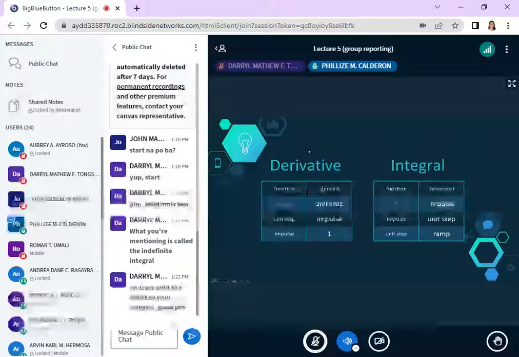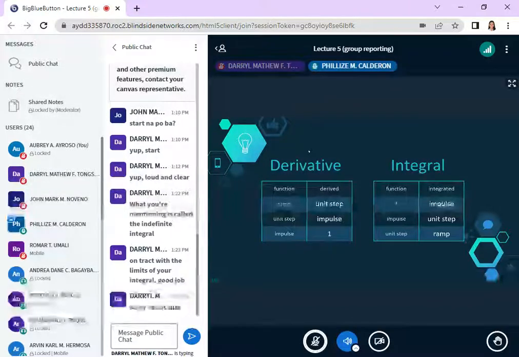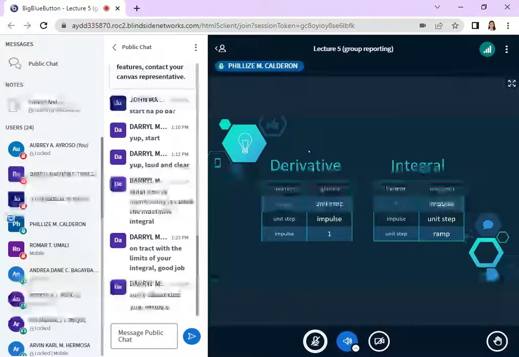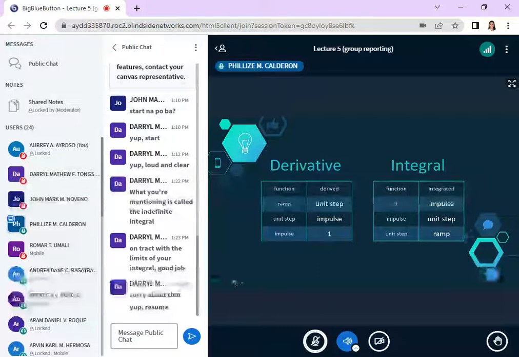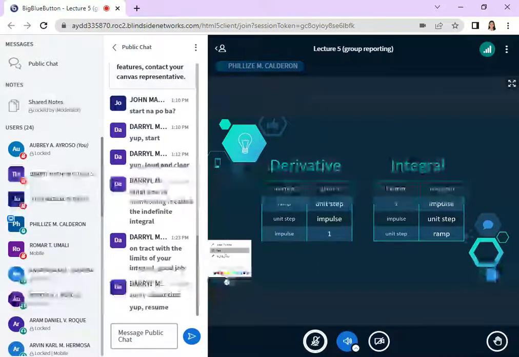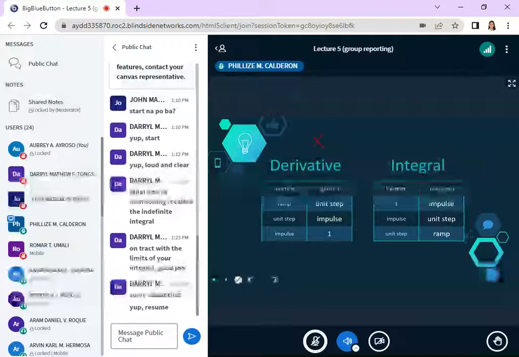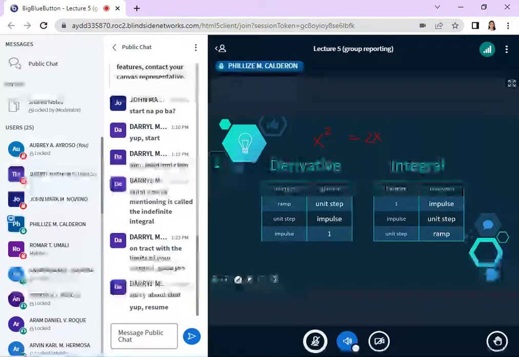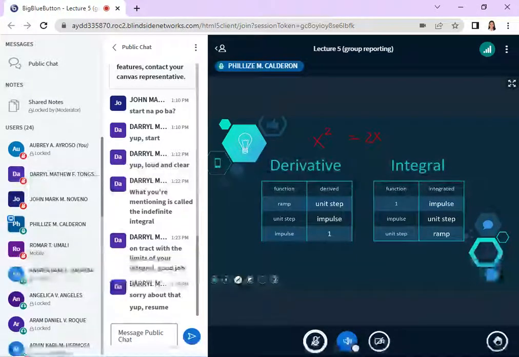Okay. Next. So, meron tayo sa derivative and integral. So parang ginagawa lang natin sa derivative, di ba? Pag nagde-derive tayo, for example, meron tayong x squared, di ba magiging 2x siya. So, from ramp, pag derive natin siya, magiging unit step. From unit step to impulse to 1. So, kabaliktaran naman sa integral, from 1 to impulse, impulse to unit step, then unit step to ramp.